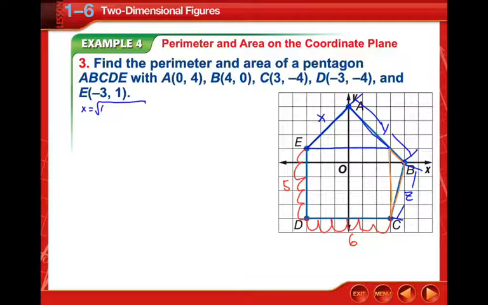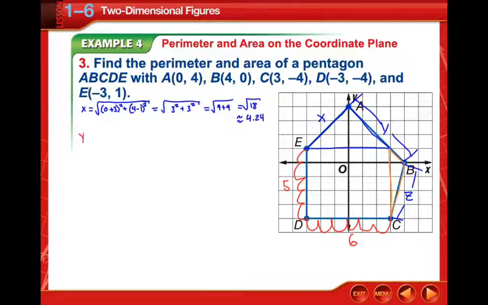So the A's, A and E, so 0 minus -3 squared plus 4 minus 1 squared, all in this square root. So that's going to get us 3 squared plus 3 squared, which is the square root of 9 plus 9, the square root of 18. And of course we can get that in decimal form. That's about, it's not exact, 4.24.